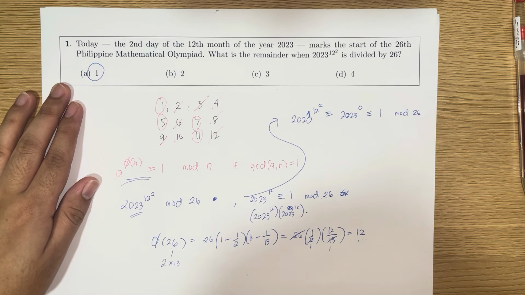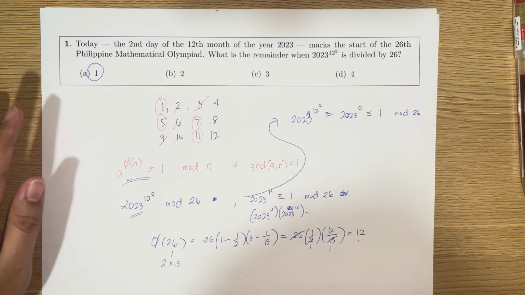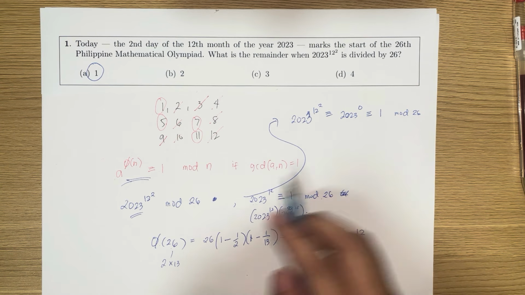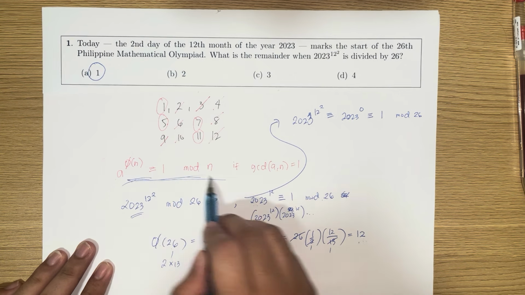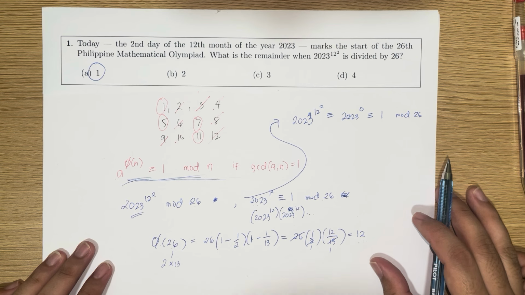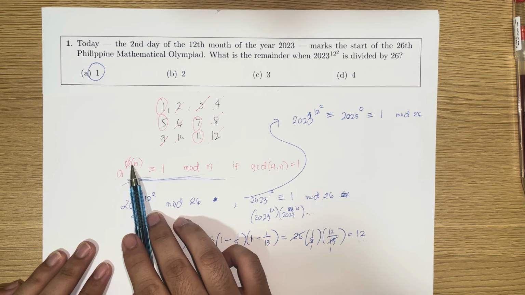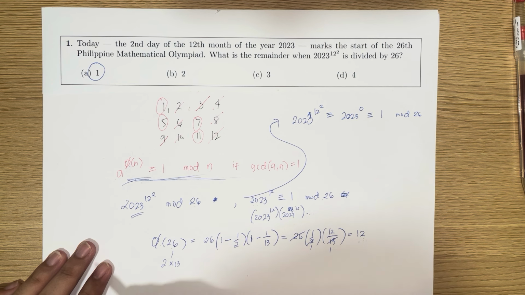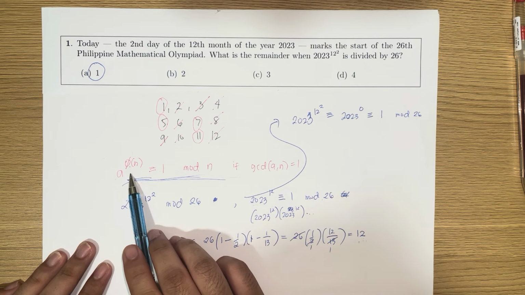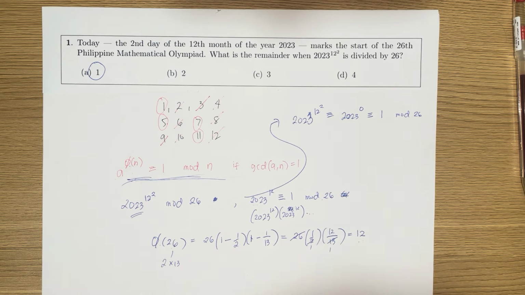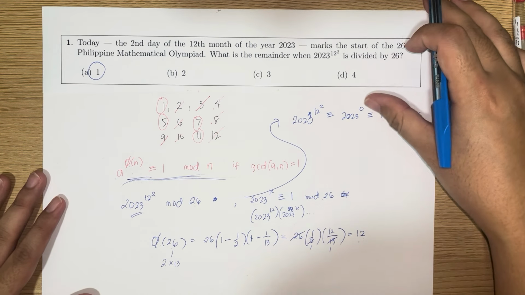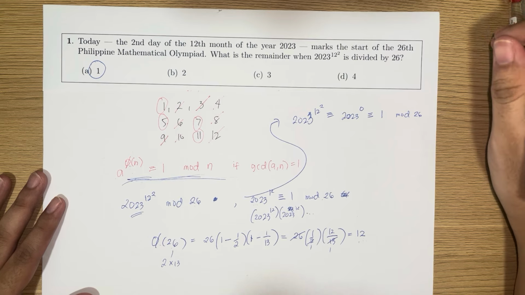So that's pretty simple if you know this theorem right here. Again, you just find the totient and then make use of that totient, and then divide by 26 to find the remainder, whatever that result may be. Okay?